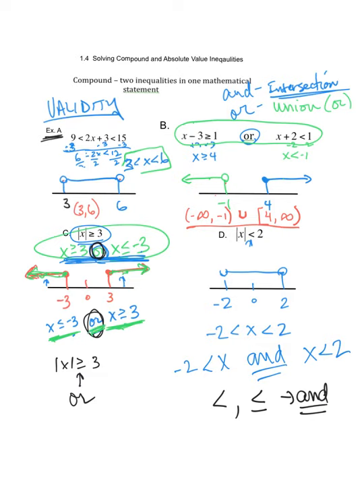Now this one, when we did this one, this is what the graph looked like. The absolute value of x is less than 2 looked like this graph. It's the intersection of all the values that are greater than negative 2 and less than 2. So where these two green lines intersect is the blue line here. And we use the word and because it's an intersection.